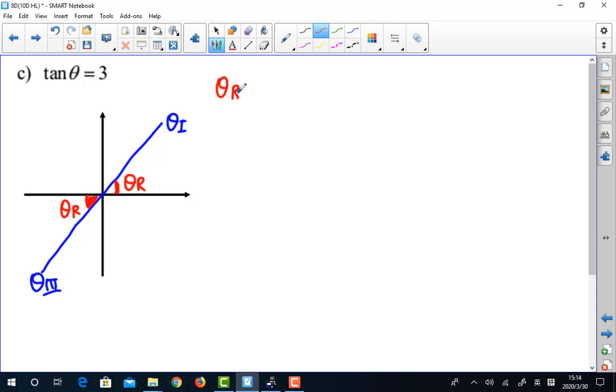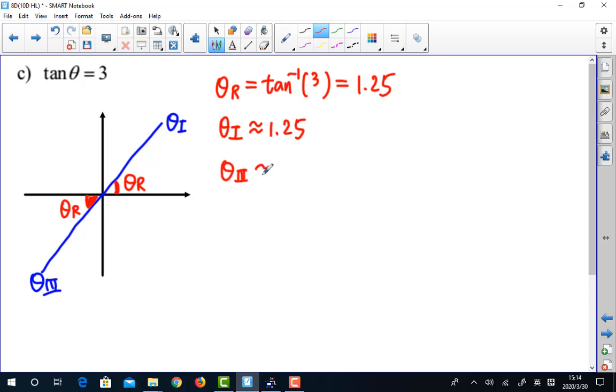So let's look for the reference angle. The reference angle is tangent inverse 3. With radians, the answer is approximately equal to 1.25. Now step 3, finding the quadrant angles. First quadrant angle is approximately equal to 1.25, and the third quadrant angle should be approximately equal to pi plus the reference angle, which is around 4.39 in 3 sig figs.